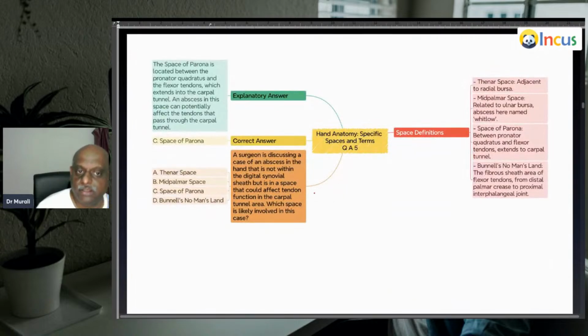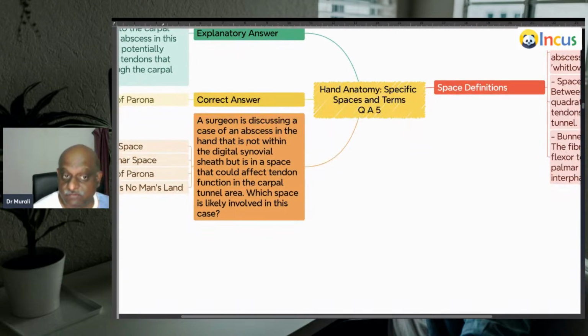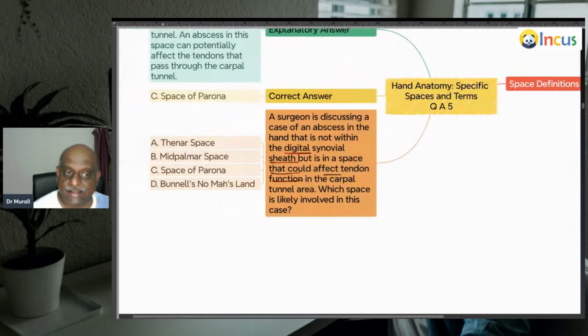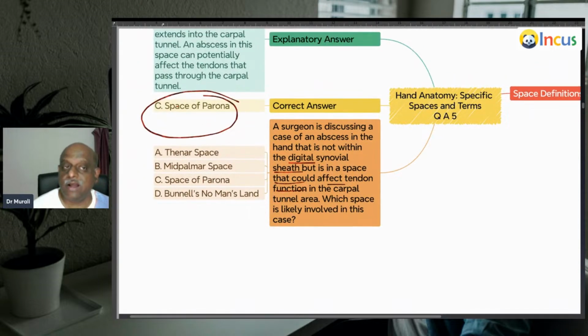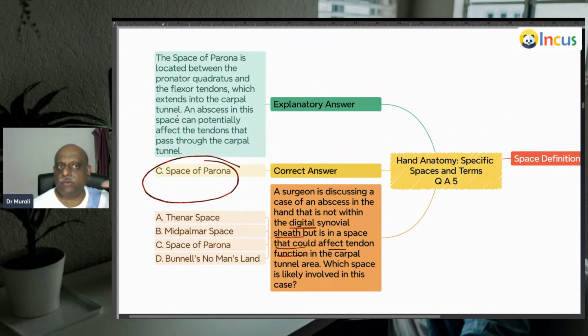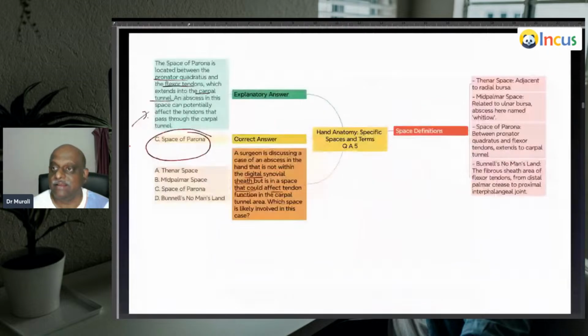Now, a surgeon is discussing an abscess in the hand that is not within the digital synovial sheath, but in a space that could affect the tendon function of the carpal tunnel area. Which space is he talking about? It's called the space of Parona. The space of Parona is between pronator quadratus and flexor tendons, extending into the carpal tunnel. Any abscess here can affect the tendons that pass through the carpal tunnel.